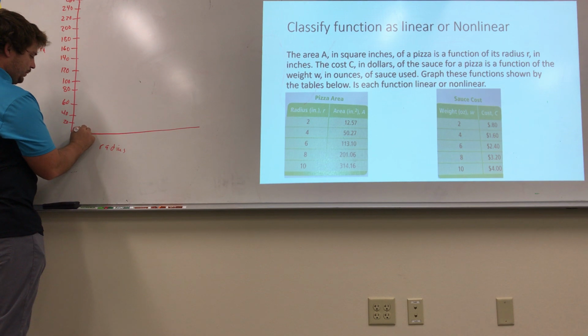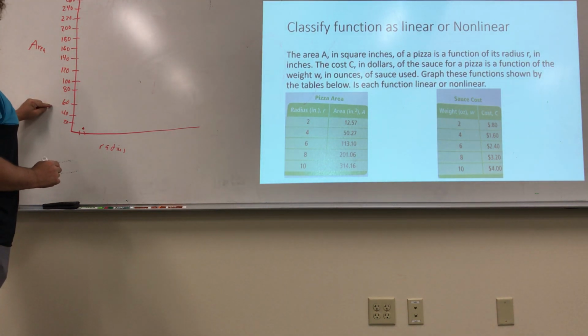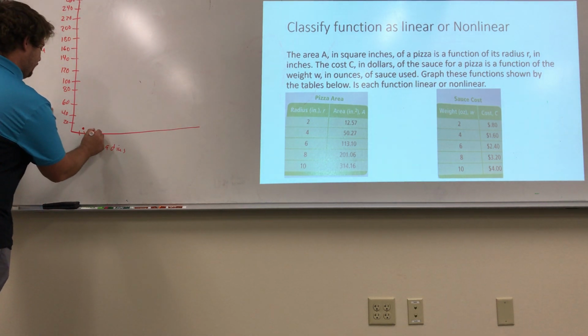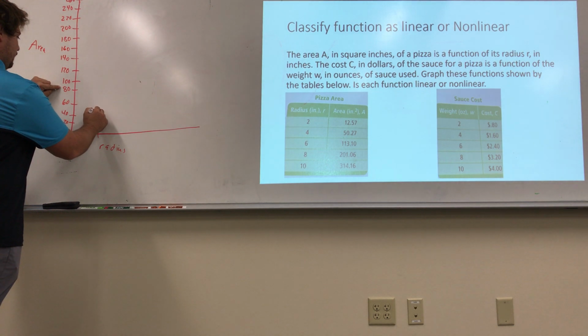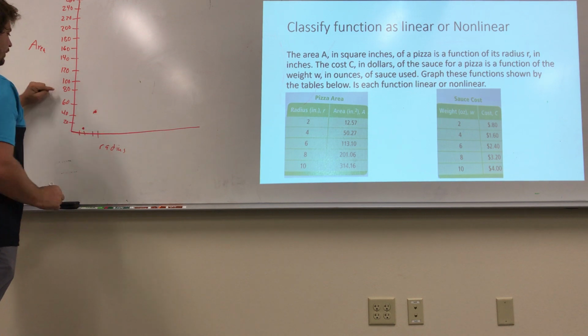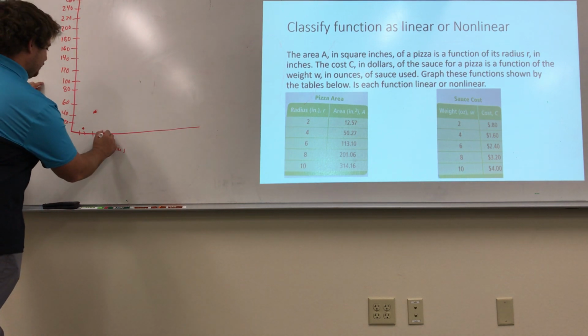Alright, so the first one is with a radius of 2, so 1, 2, and that's going to be about 12, so we're going to be somewhere about there. Now we're going to go 4. Okay, my radius is 4, and we're going to be about 50, so we're going to be somewhere around here. Obviously, we don't know if this is linear or not yet, because we only have 2 points, and we can make a line through 2 points. Alright, 6.